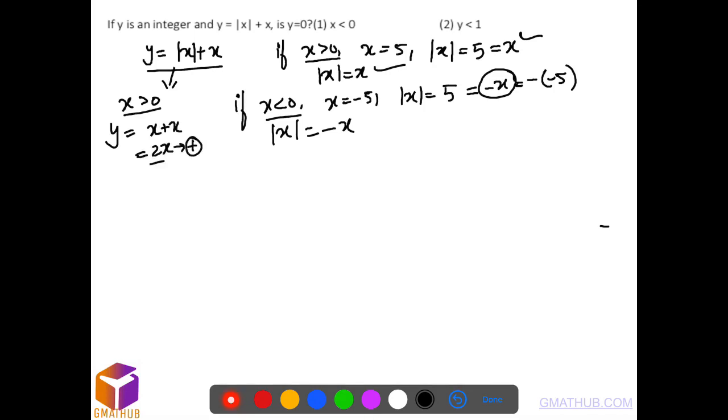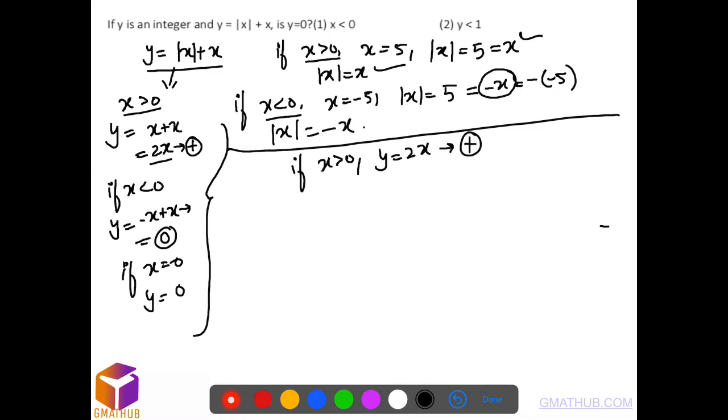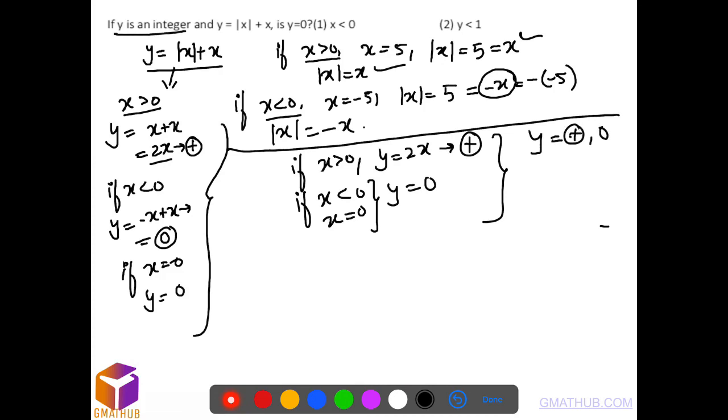number, because x is positive, so 2x will also be positive. If x is negative, y will be equal to minus x plus x, that is 0. And if x is 0, y will obviously be 0. So these three cases can happen. So if we write them, if x is positive, y is equal to 2x, some positive number. If x is negative or x is 0, y is equal to 0. As per the question, y can take only positive or 0, and y is an integer.